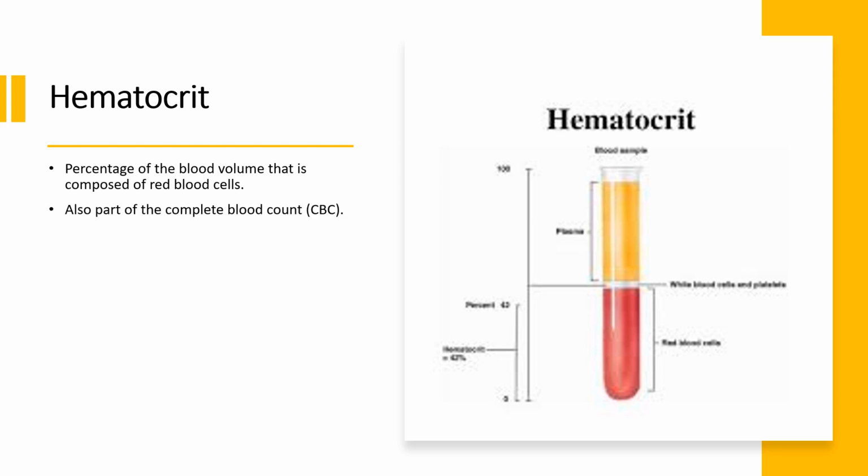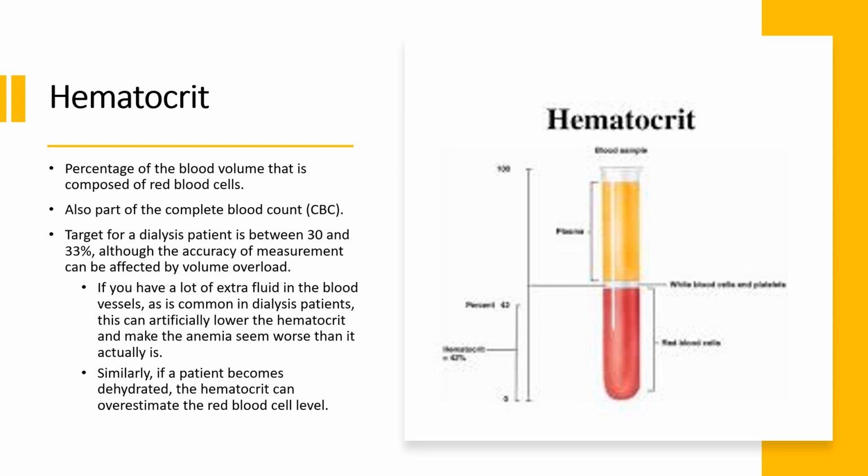It is part of the complete blood count, and the target for a dialysis patient is between 30 and 33%, although the accuracy of measurement can be affected by volume overload. So for example, if you have a lot of extra fluid in the blood vessels, as is common with dialysis patients, this can artificially lower the hematocrit and make the anemia seem worse than it is. Similarly, if a patient becomes dehydrated, then the hematocrit can overestimate the actual level of red blood cells.